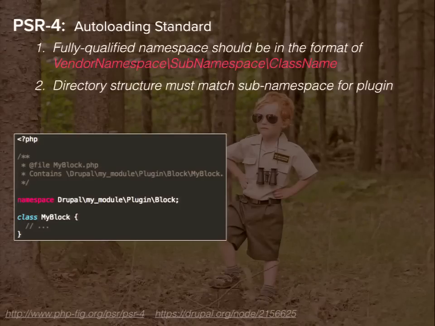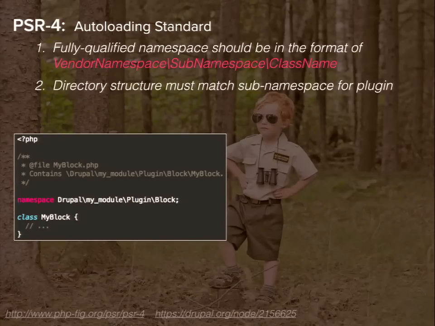So, given an example, say we have a class called MyBlock, and the fully qualified name for this is Drupal\mymodule\Plugin\Block\MyBlock. Within this, the class name is just MyBlock, but it's encapsulated within the namespace Drupal\mymodule\Plugin\Block. Previously in Drupal 7 and below, we had to prefix all of our classes with the module name, and that worked out pretty well. It prevented namespace clashes, but this is a much more elegant way of achieving the same thing.